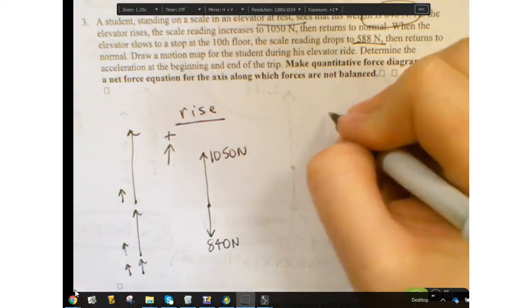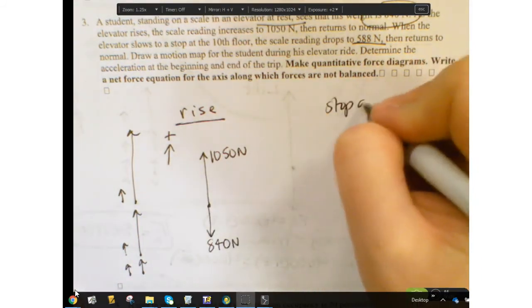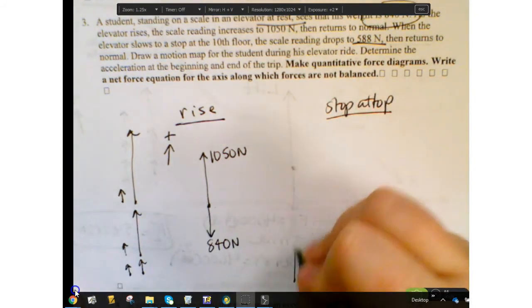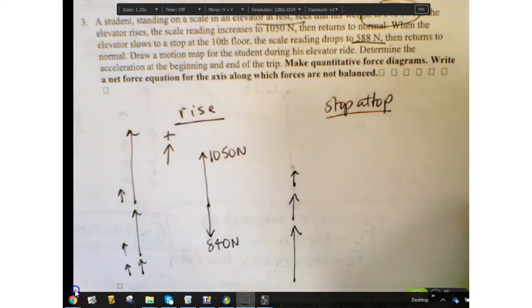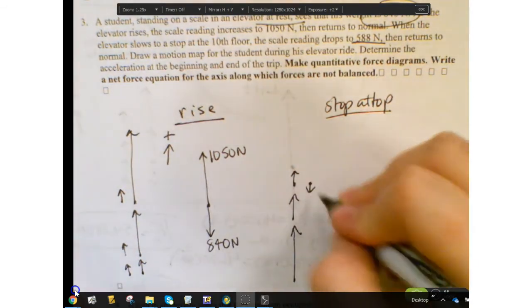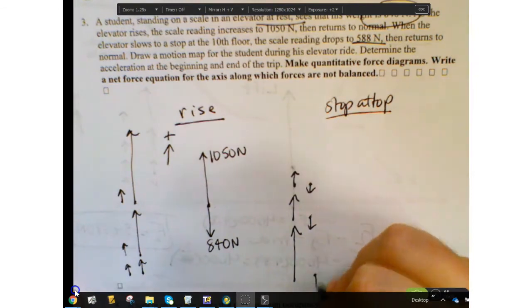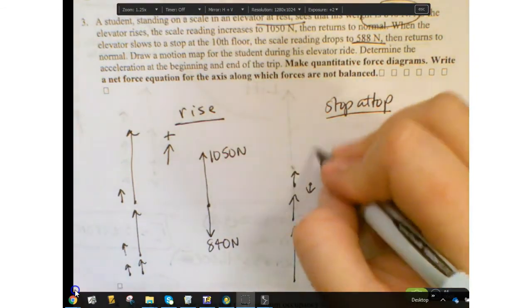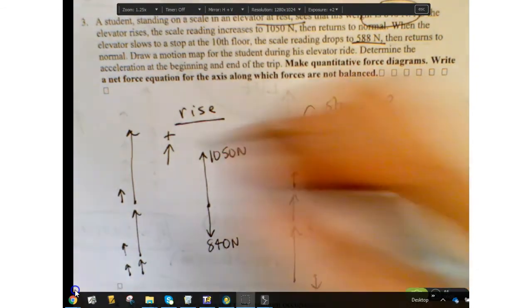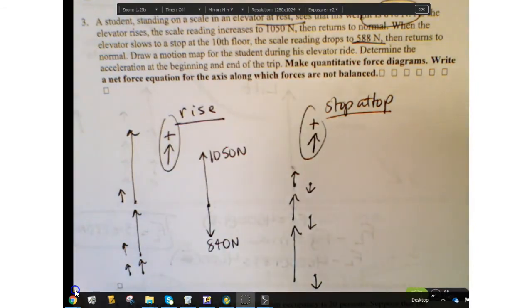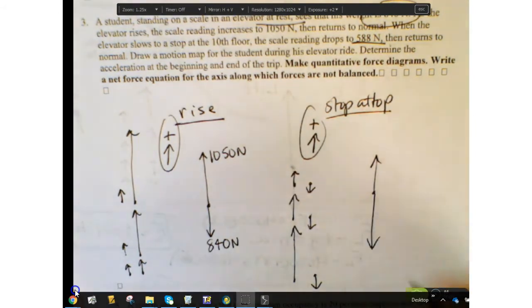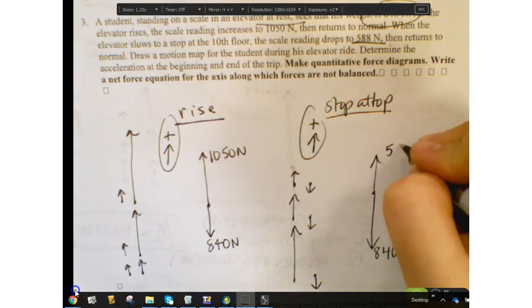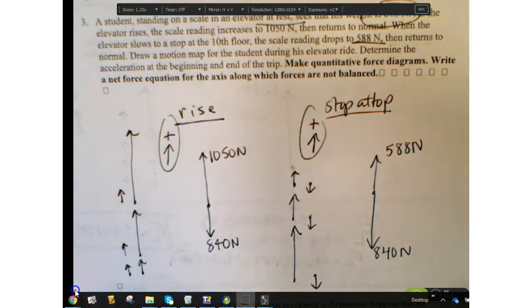Now when I come to a stop at the top, my motion map looks something like this. Now I'm moving with some constant speed. My velocity vectors actually get smaller because I'm slowing down, so my acceleration at that moment should be negative, assuming I'm still dealing with my up is positive sign convention. So in this case, my upward force needs to be smaller than my force of gravity, so that's 840, and this is going to be 588 newtons.